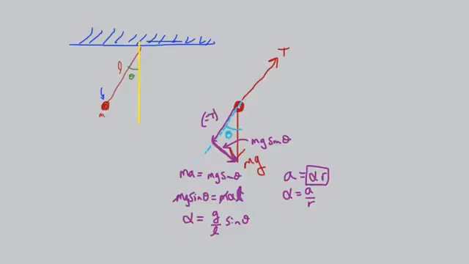And this leads us to a really nifty tool that we're going to get to use. Another way of writing this then is that if this is acceleration, this is also d squared theta over dt squared equals g over L sine theta.